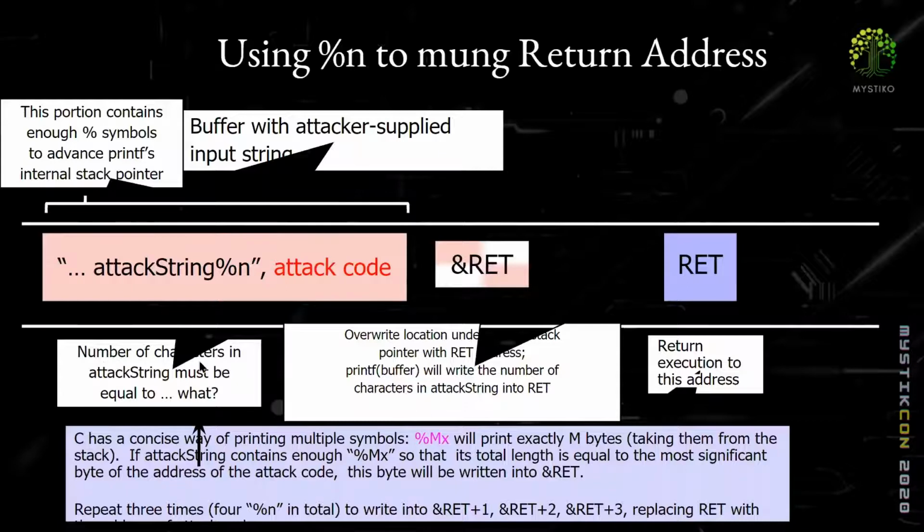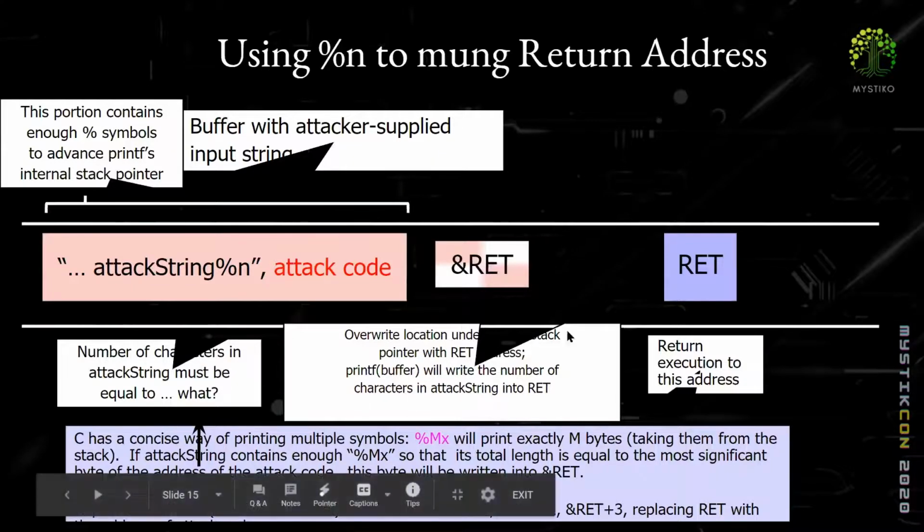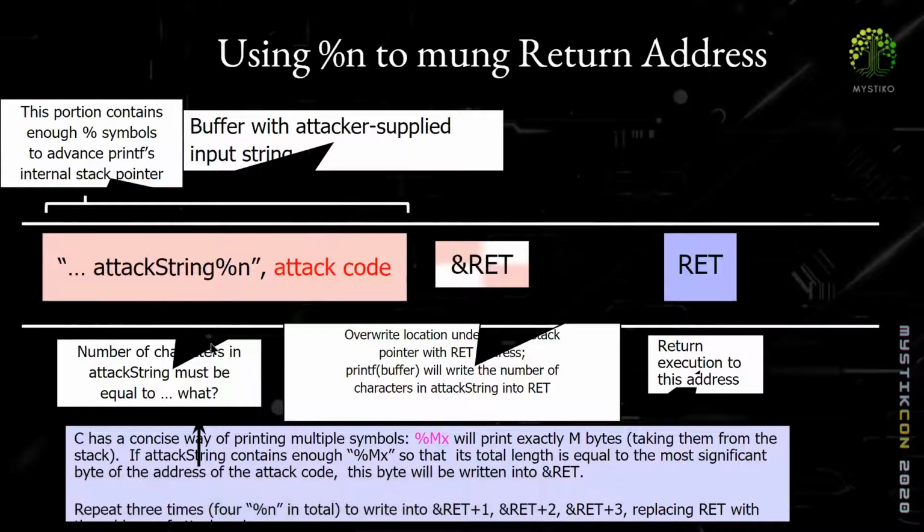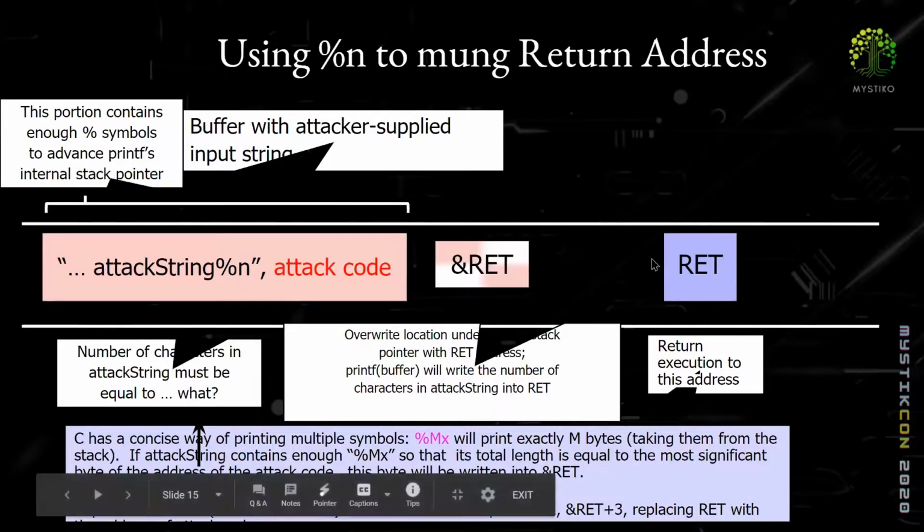Now the number of characters in the attack string must be equal to what? We'll see that exactly the number of characters, or the number of %n's or format symbols that must be specified, should correspond to what? Using this red, the return address pointer, we will override the location under the stack pointer with the ret address. So printf will write the number of characters in the attack string into ret, and then we'll have the return address pointer again to return the execution to this particular address.